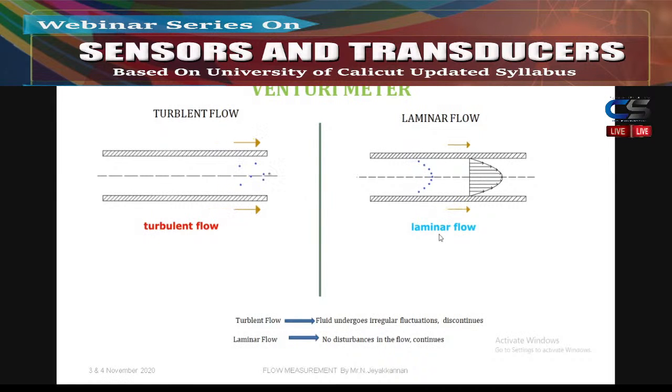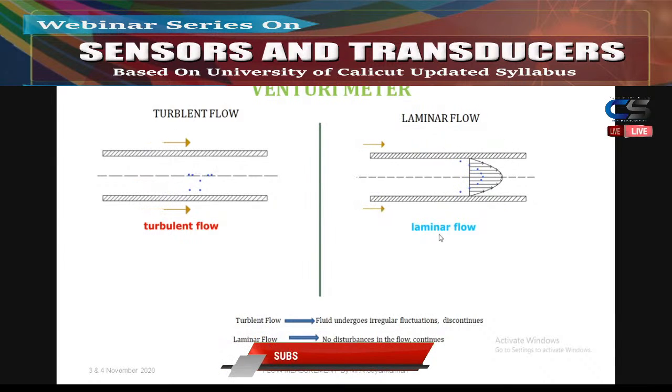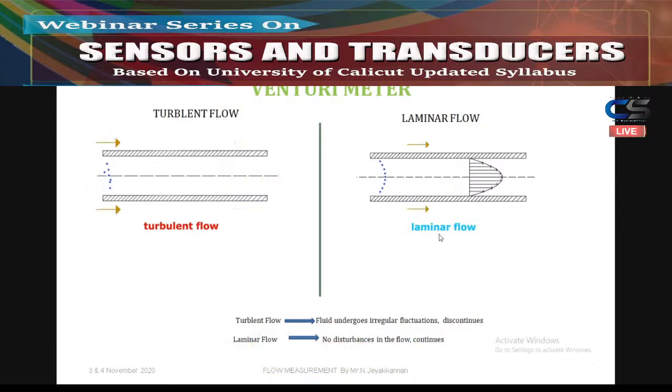From the diagram, how are you seeing it? In turbulent flow, it is not uniform. But in laminar flow, it has a specific shape. Yeah, very good. So in turbulent flow, the fluid undergoes some irregular fluctuation. For example, it is like a discontinuous flow. The flow is not continuous, it will be going upwards and going towards.